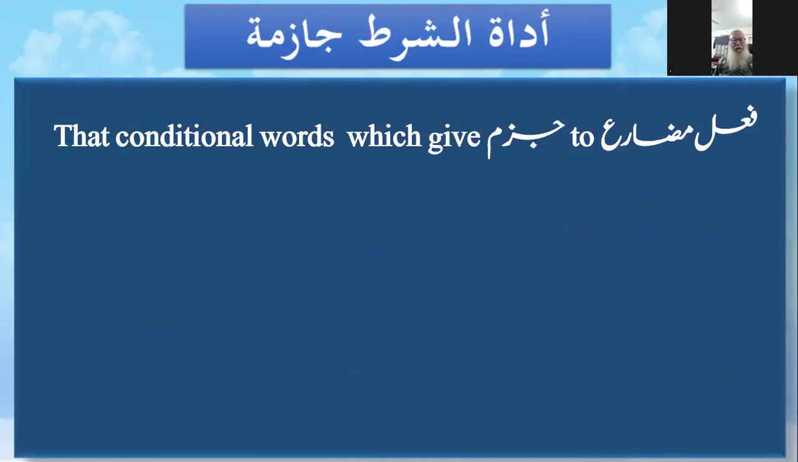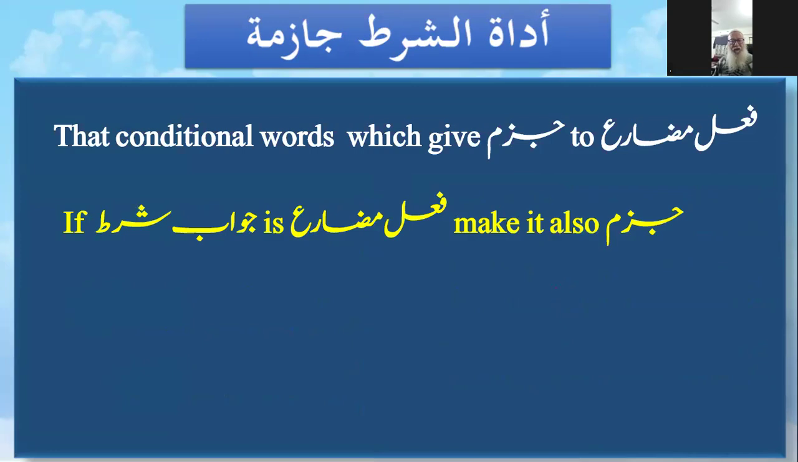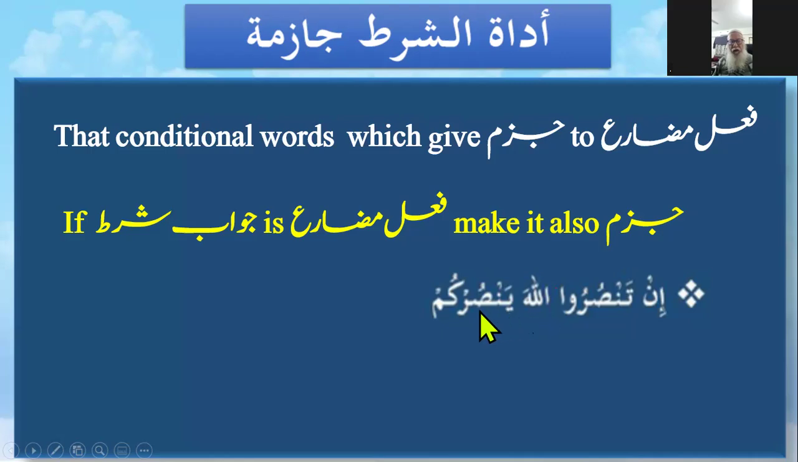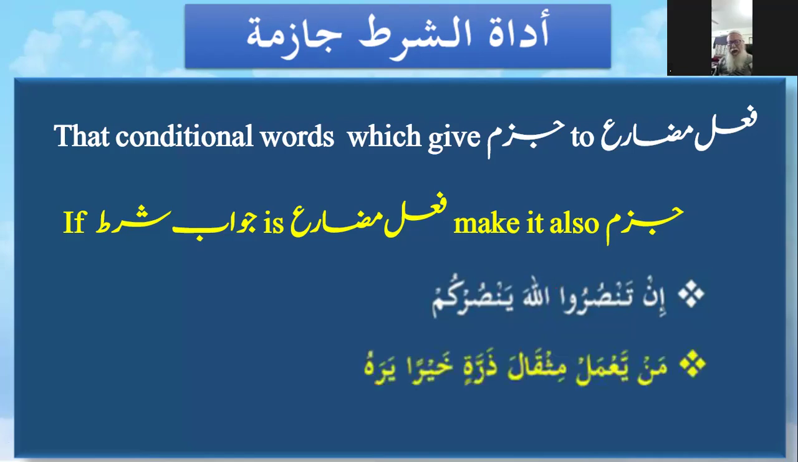Now the adawat shart jazima are those letters which give jazm. Those conditional words give jazm to the fi'l mudari. If the jawab shart is fi'l mudari, make it also jazm. In tansurullah yansurkum. In tansuru, it was tansuruna. It was yansuru, due to in. You know, when one harf shart comes, it has two choppers. They chop both the shart and the jawab shart. Man ya'mal misqala zarratin khayran yara. Here it was ya'malu. Man has come, it chopped the dhamma and put the kasra, or the jazm. It was yara. Actually, yara was a weak word.